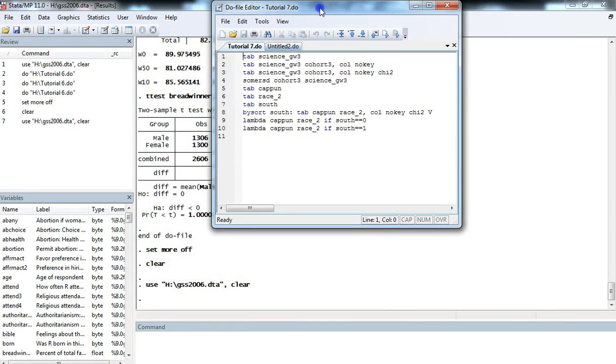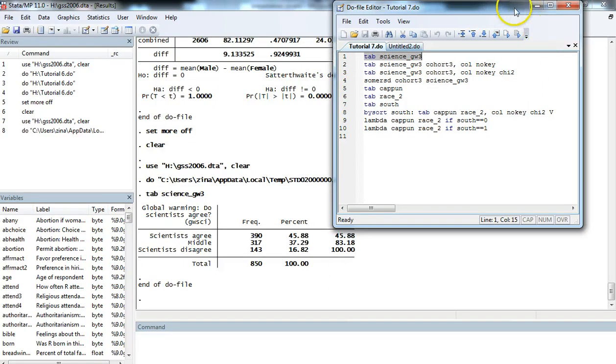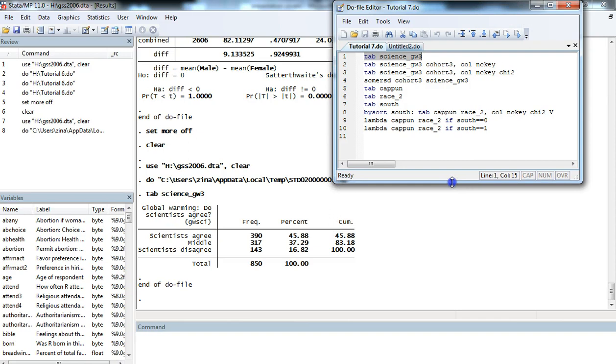Okay, the data set contains an ordinal variable named science_gw3. So if we go to our do file and we run the tab command there, we can see that this variable is the extent to which respondents think that environmental scientists agree among themselves about the existence and causes of global warming. What we want to do is to check our hypothesis by conducting a simple cross-tab. The independent variable that we will use is called cohort 3. This variable has been created from exercise 3 on page 56 in your book.